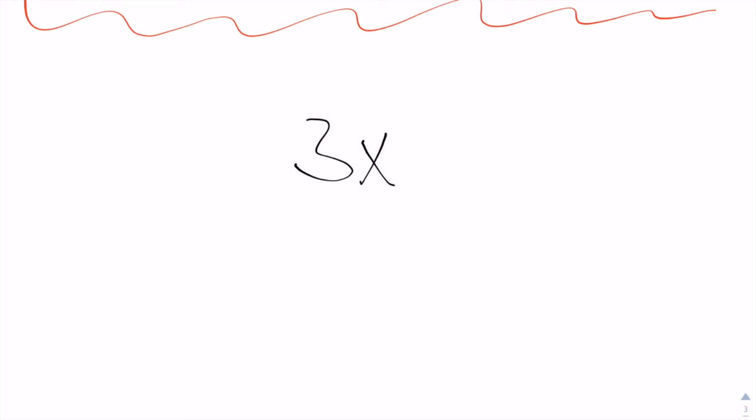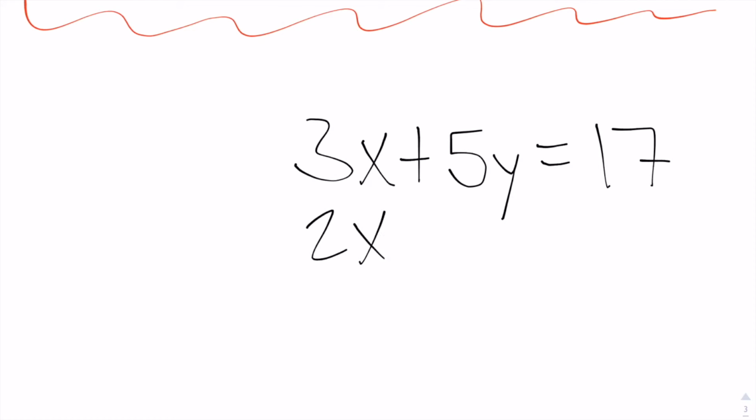3x plus 5y equals 17, and 2x plus 3y equals 11.